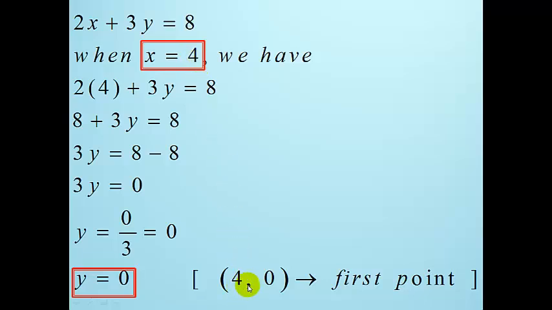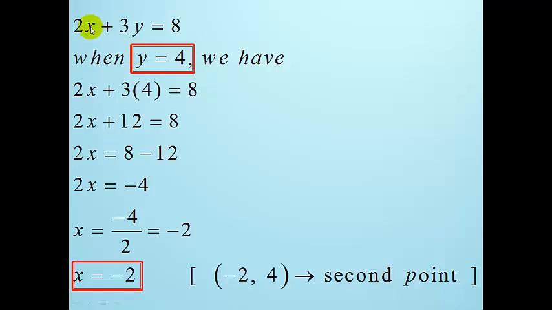And for every point, we have the x coordinate before the y. So we have 4, 0. That is 4, 0 to be our first point on the first line from the first equation. Now, considering the same equation, we take a value for y and see the corresponding value of x. When y equals 4, then it means that wherever we see y, we substitute it by 4.